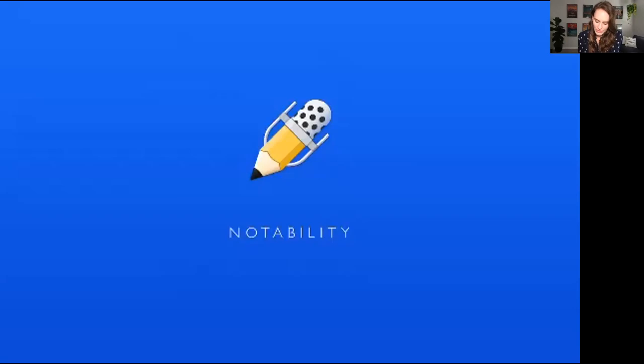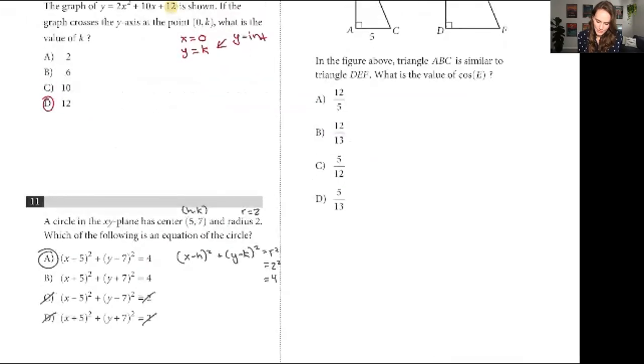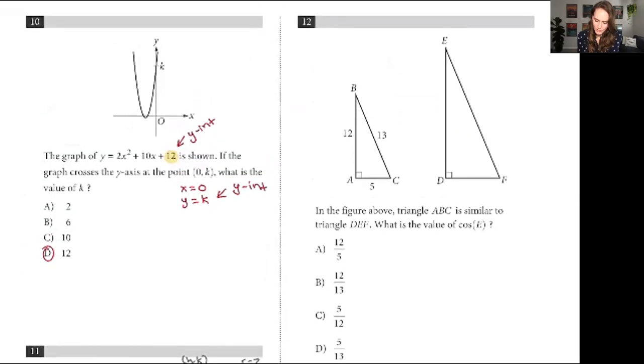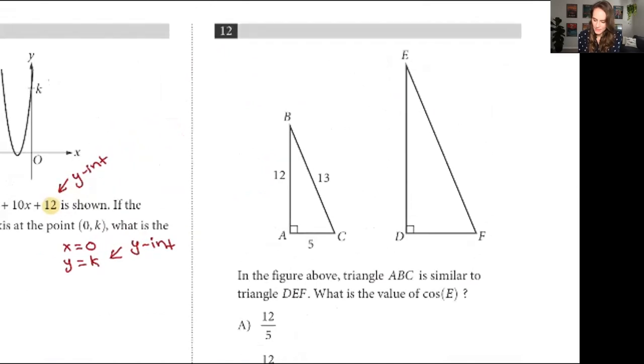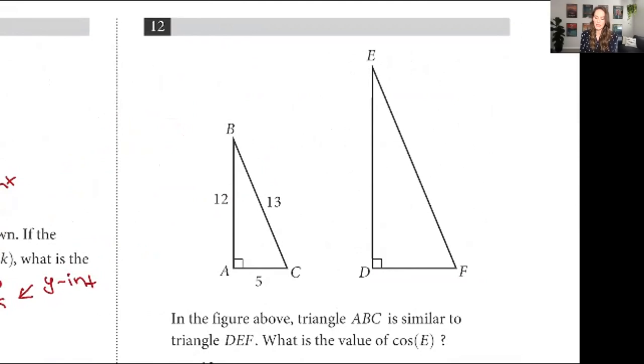If we look in test 10, on that same page at number 12, if they say in the figure above, triangle ABC is similar to triangle DEF, what is the value of cosine E?